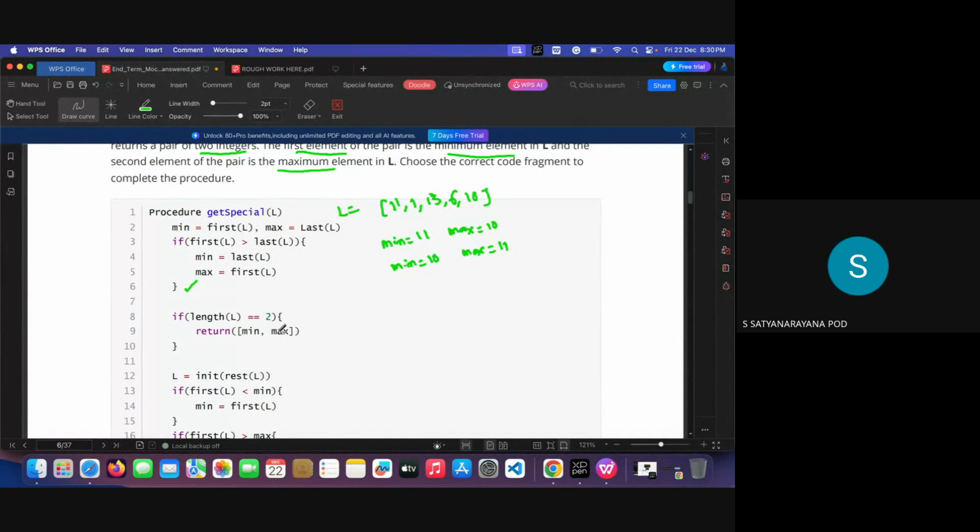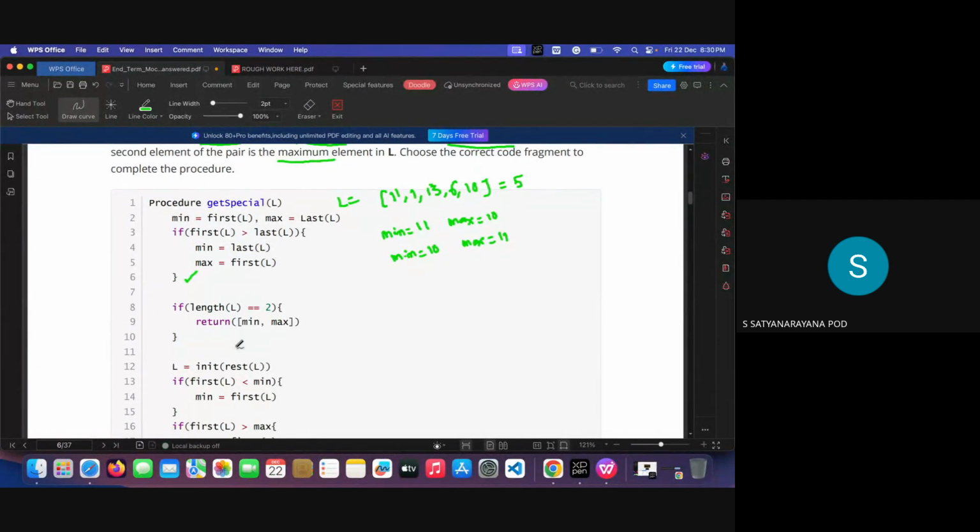Is the length of my list 2? No, it's not. The length of my list is 5. So it knows that. No worries. Now it comes to here. It doesn't happen because whenever a two-element list is there, we simply get the minimum and maximum, because there is simply the first element and the second element. If you have 13 and 2 here, then the first and last element are compared and then swapped. It becomes 2 as the minimum and 13 as the maximum. It is returned. That is what happens whenever the list length is 2.